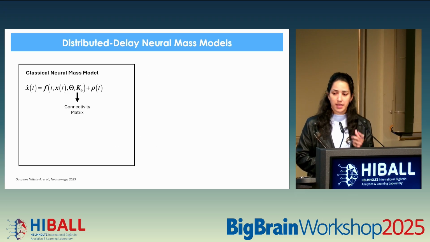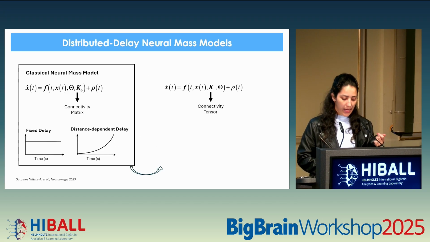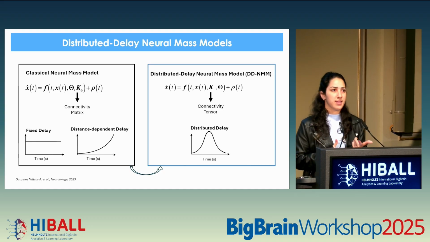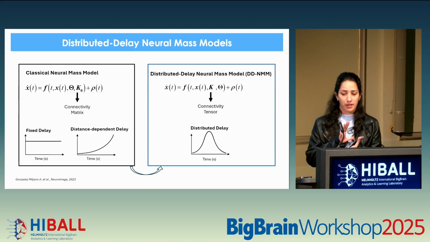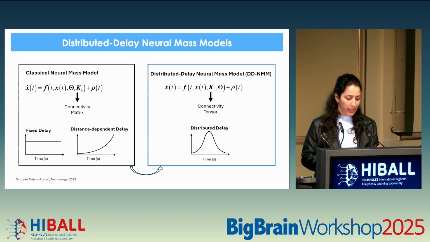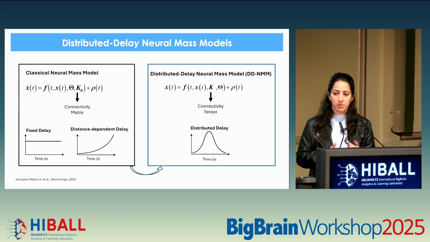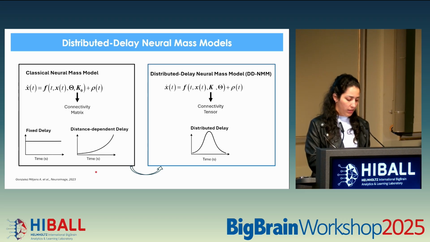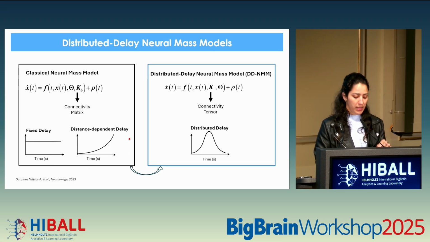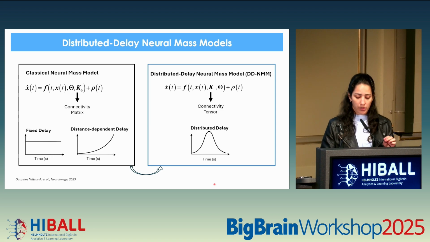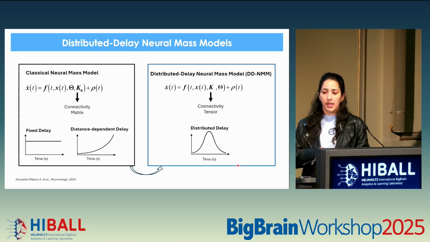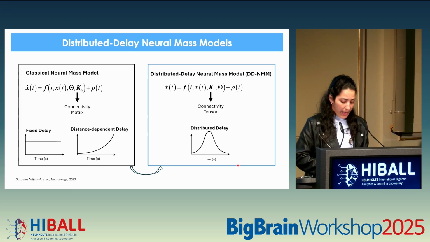So these coupling strengths are collected in a connectivity matrix, and in our approach, we substitute this connectivity matrix by a connectivity tensor, where not only the connection strength is analyzed, but also the time delays are incorporated. In previous formulations of neural mass models, time delays have been treated as a fixed point in time or a distance-dependent function. So that's why we are now using a distributed delay that is more realistic.